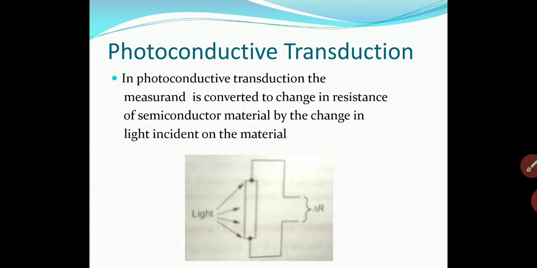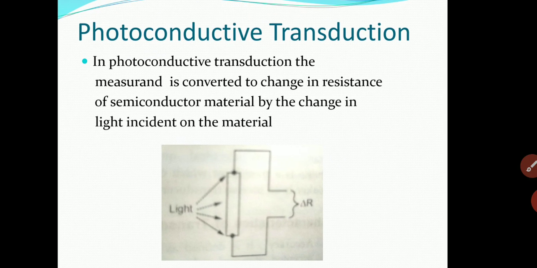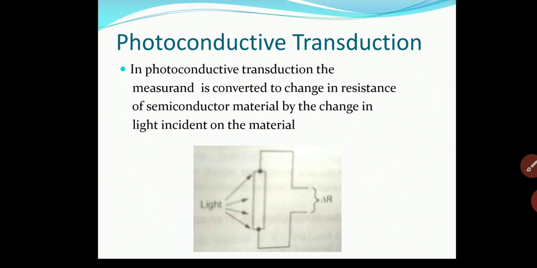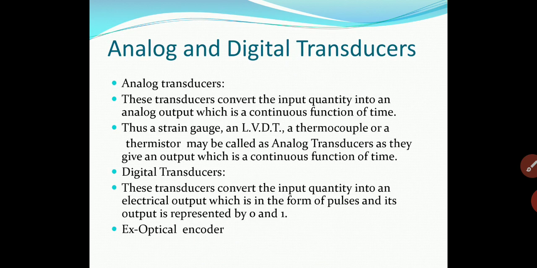Next is photoconductive transducer. In photoconductive transducer, the measurand is converted to change in resistance of a semiconductor material by the change in the light incident on the material. अब जैसे वहाँ पर हमने वोल्टेज के लिए बात की थी, वैसे यहाँ पर क्या होगा, here will be the change in resistance due to the change in the light intensity. तो यहाँ पर इसके रेजिस्टेंस में चेंज होगा, that will be due to the change in the intensity of light. So this is called the photoconductive transducer. So these are the basic types of transduction principle.